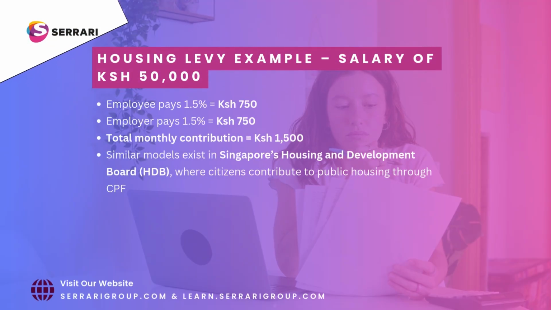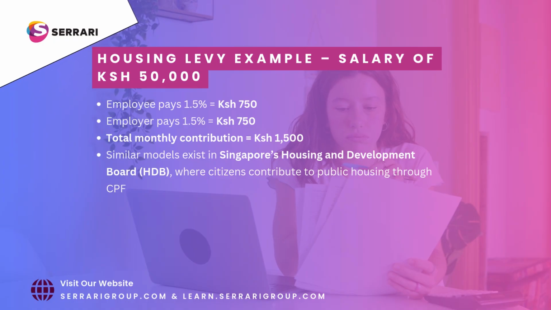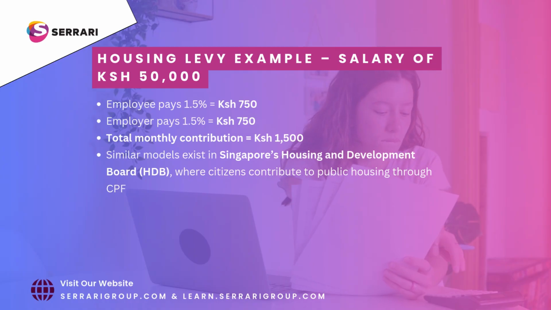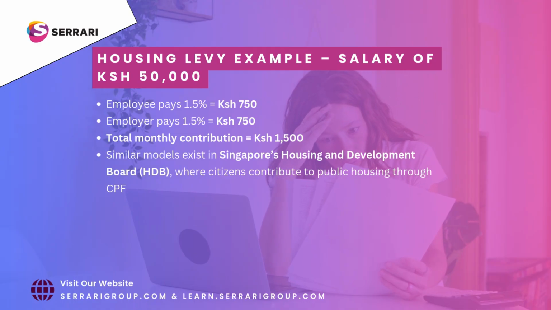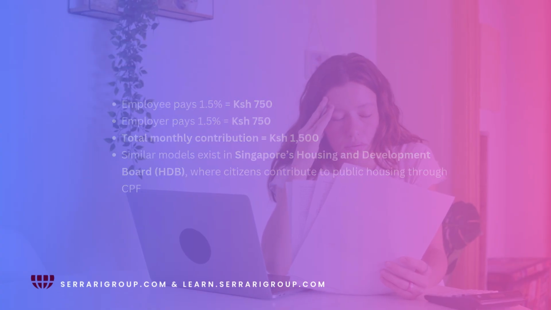Housing levy example, salary of 50,000 Kenyan shillings. Employee pays 1.5% equals 750 Kenyan shillings. Employer pays 1.5% equals 750 Kenyan shillings. Total monthly contribution equals 1,500 Kenyan shillings. Similar models exist in Singapore's Housing and Development Board (HDB), where citizens contribute to public housing through CPF.